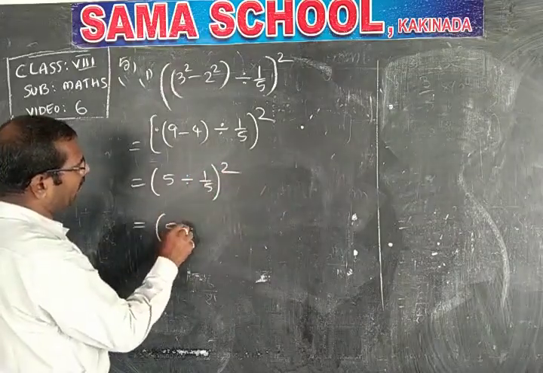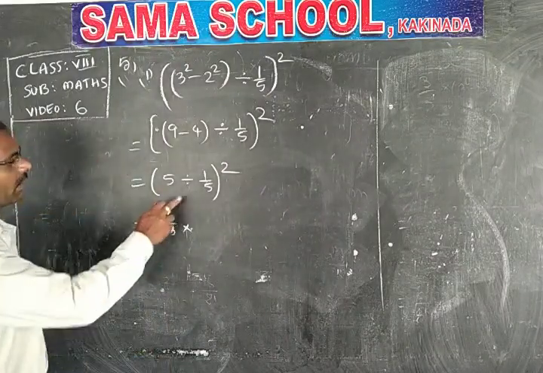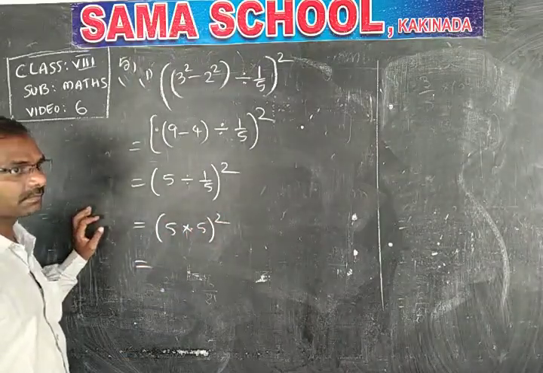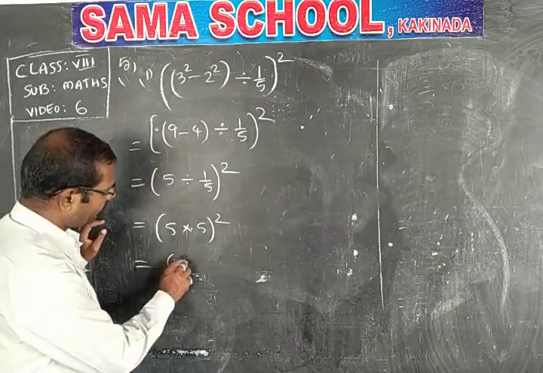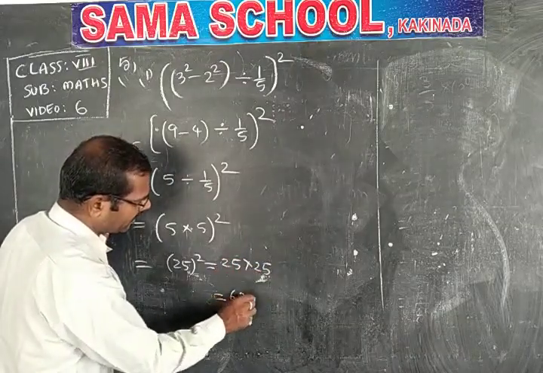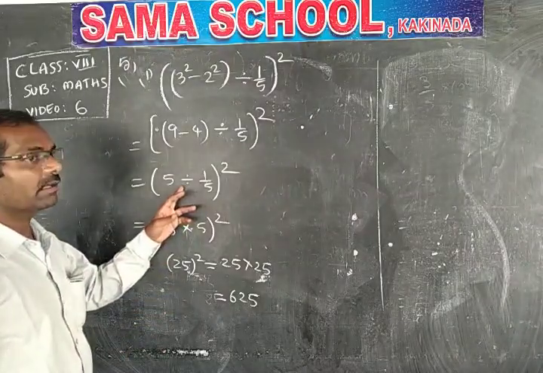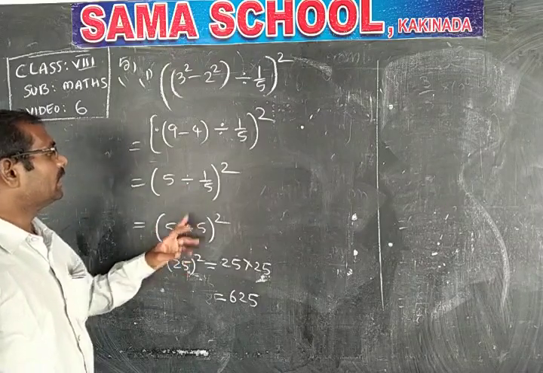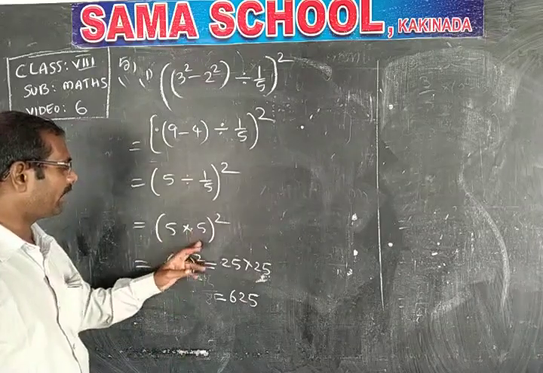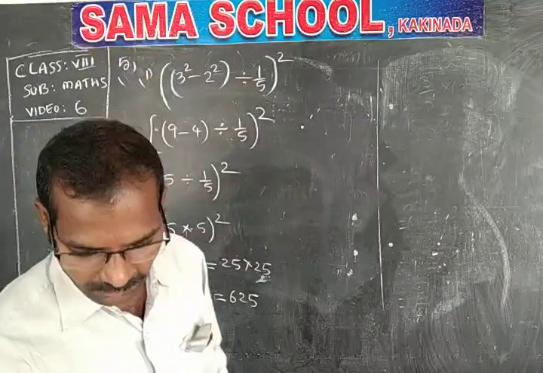5 divided by (1/5) power 2. That means 5 into, when you keep it here, it is the reciprocal, so it becomes (5/1) power 2. That means you can write 25 power 2, that means 25 into 25 is equal to 625. So, does everyone understand? Here, instead of dividing, multiplying by the reciprocal of 1 by 5 is 5 by 1, which is 5 only. 5 into 5 is 25, and 25 square means 25 into 25, 625. Like that.